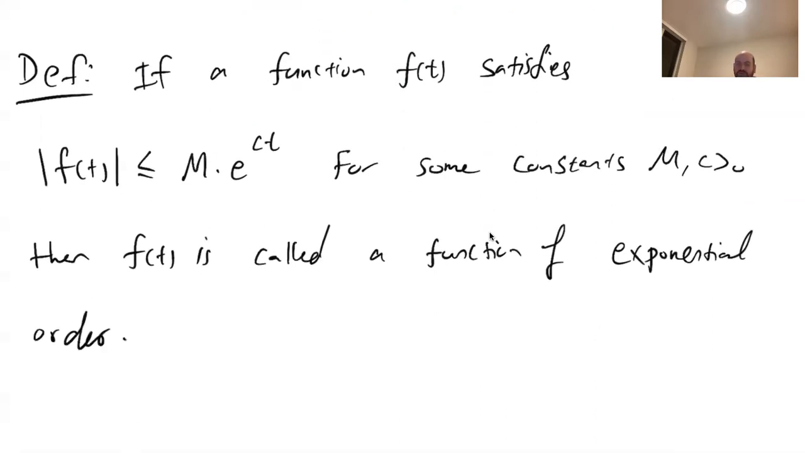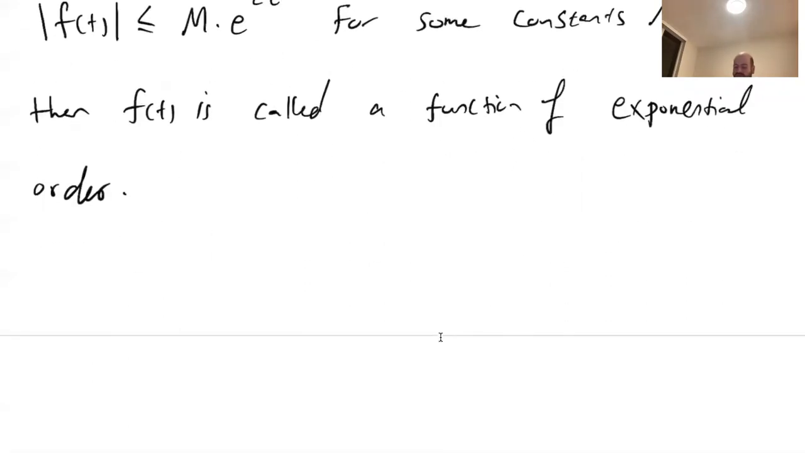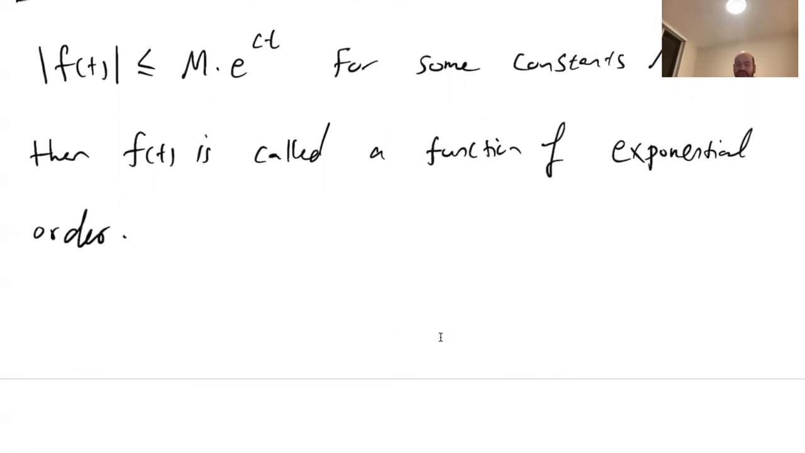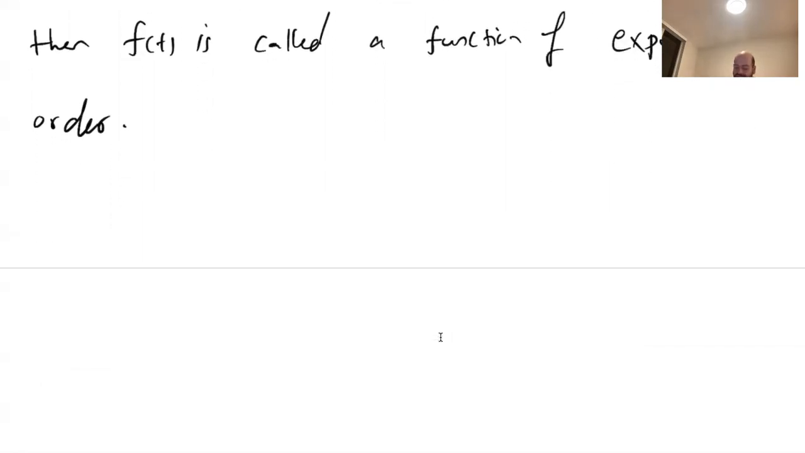A function of exponential order means the function in magnitude can be at most as big as an exponential function. In other words, f of t has to be less than or equal to M e to power ct for some constants M and c bigger than 0. Okay, so basically a theorem that we just saw says that if a function is of exponential order, then the Laplace transform of it exists.